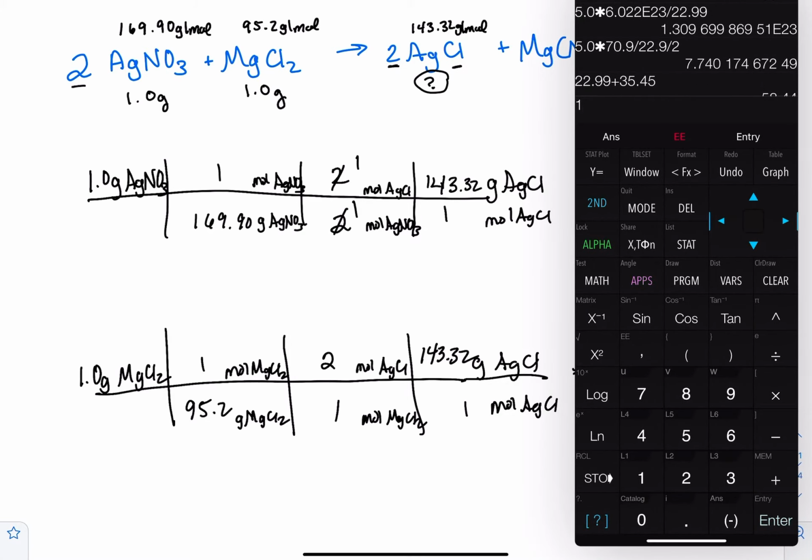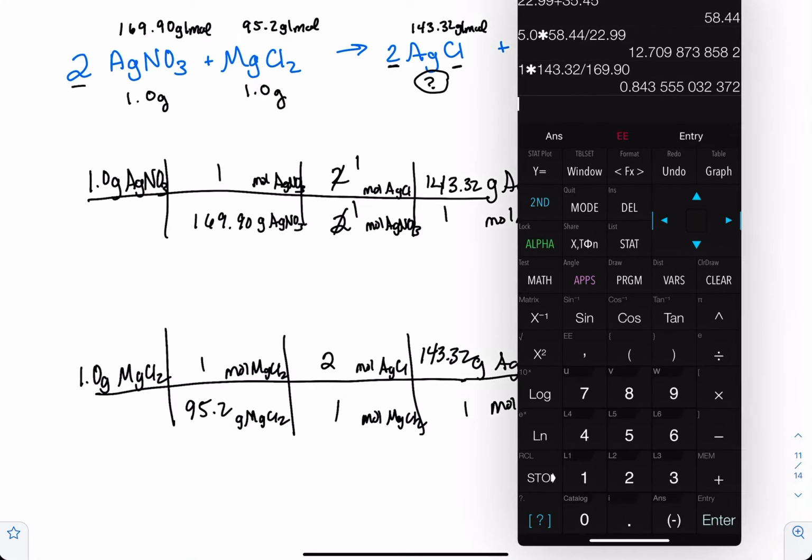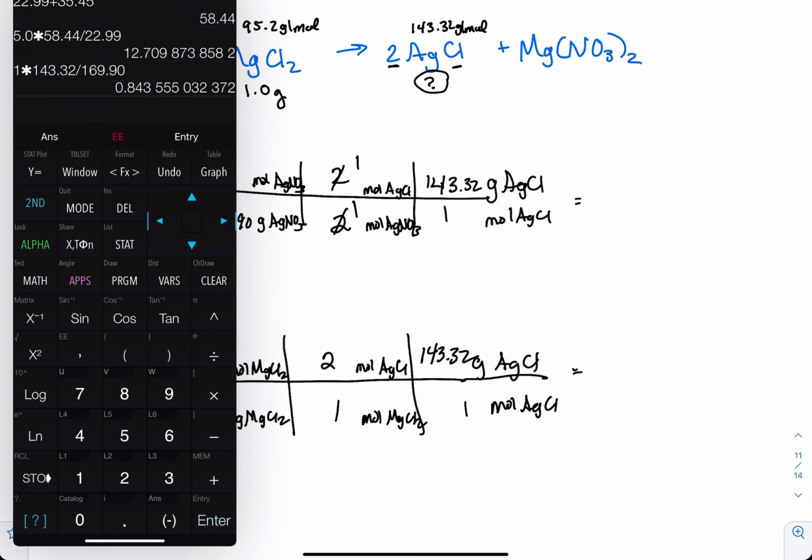1, I'm just going to cross the top, times 143.32 divided by 169.90. And then that gives me, let's see, I need 2 sig figs, so 0.84. I'm going to go ahead and put a few more in case I use this number later. But with 2 sig figs, that would be my grams of AgCl. And let me do the other one.